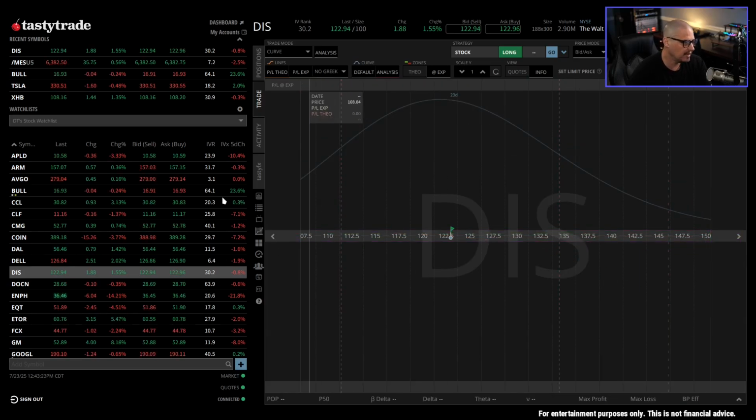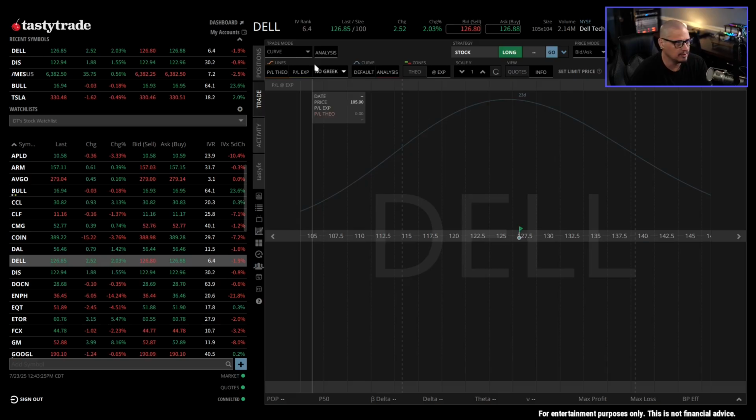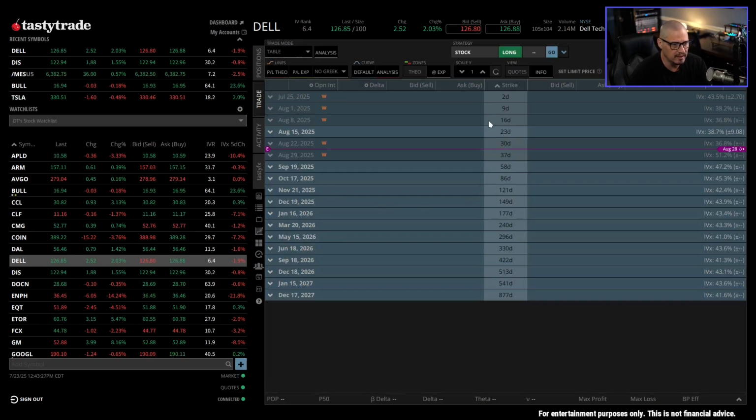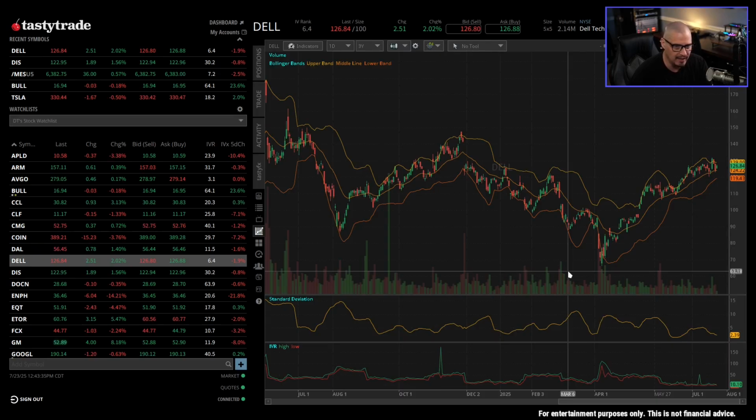Now let me pick something that has low IVR. How about Dell? I haven't traded Dell lately. So Dell has an IV rank of only 6, so really low IV rank. So with really low IV rank, I'm probably not going to do a neutral trade. I need to be directional. Looking at the chart, I don't know if I really want to pick a direction in this.